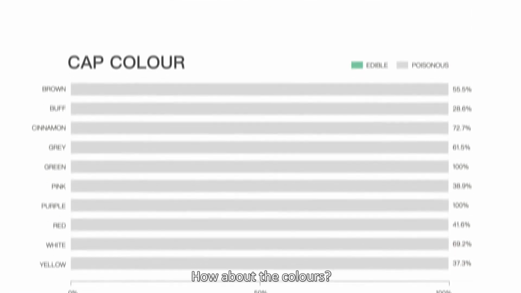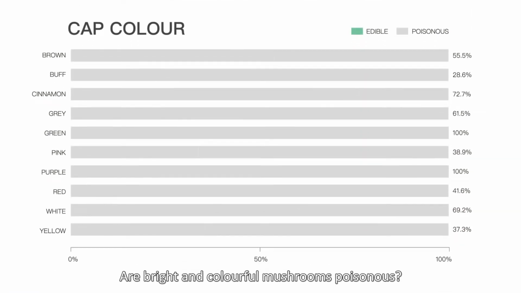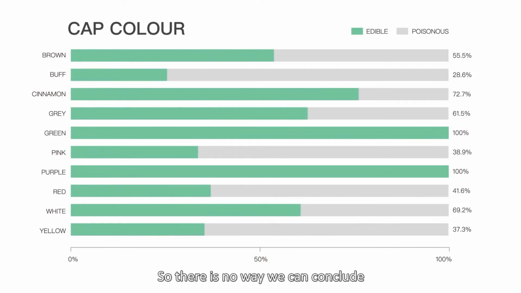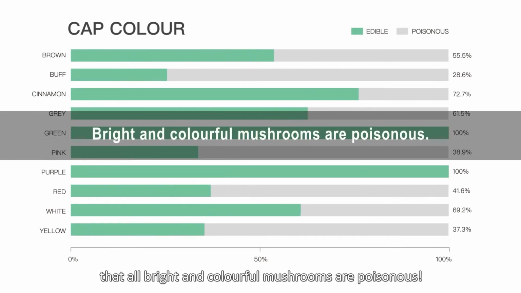How about the colors? Are bright and colorful mushrooms poisonous? Unfortunately, according to our analysis, cap color is not a reliable property to indicate the edibility of mushrooms. Mushrooms with bright color caps, such as green and purple, are 100% edible, while others with similar bright colors are not. So there is no way we can conclude that all bright and colorful mushrooms are poisonous.